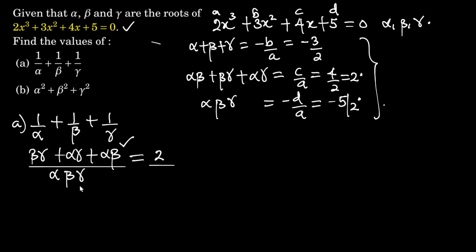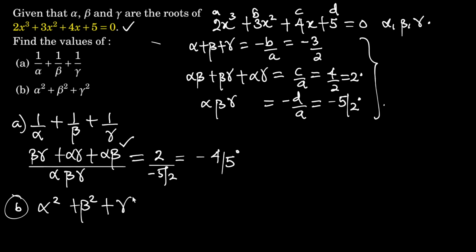And the denominator, alpha beta gamma, has been obtained as minus 5 over 2. So we say minus 5 over 2. When you simplify this, you have minus 4 over 5. That has been settled. For the second one, however, alpha squared plus beta squared plus gamma squared. If you look at what we've obtained previously, we don't have anything we can use directly from here. So there's going to be a little bit of algebraic manipulation that you're going to do.